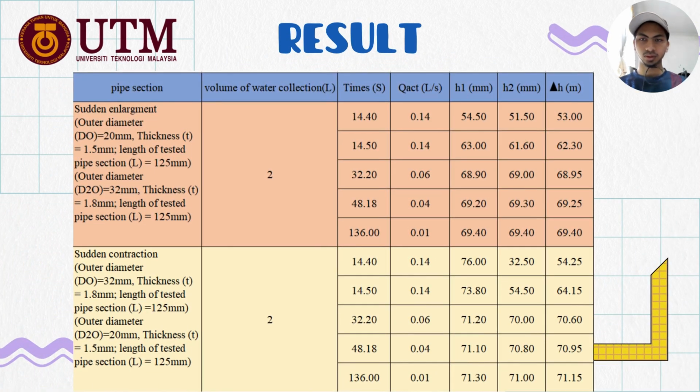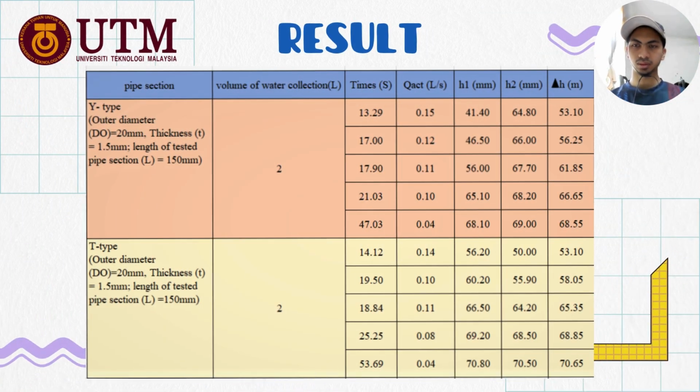Hello. Okay, so here are the results for our experiment on the sudden enlargement and sudden contraction. We decided to make the volume of the water collection 2 liters, and this is our result for the time, the flow rate, the volume flow rate, and the pressures H1 and H2, and the average pressure for each of the five readings we took.